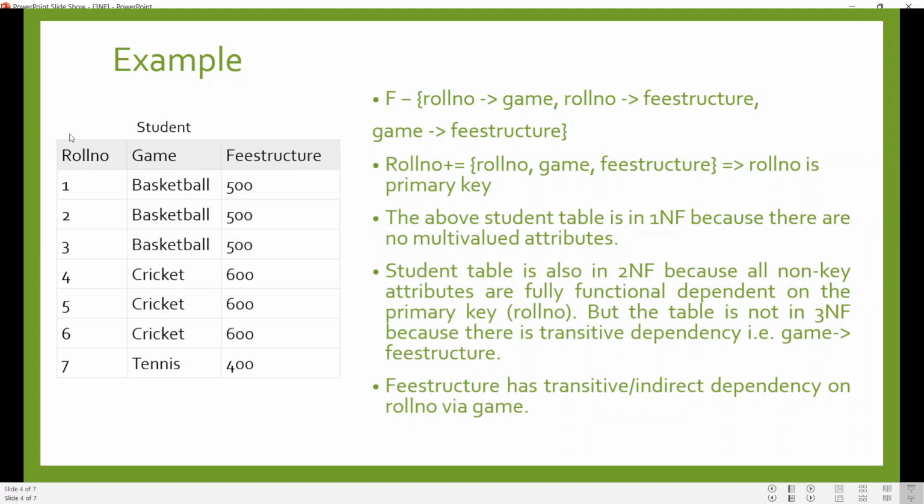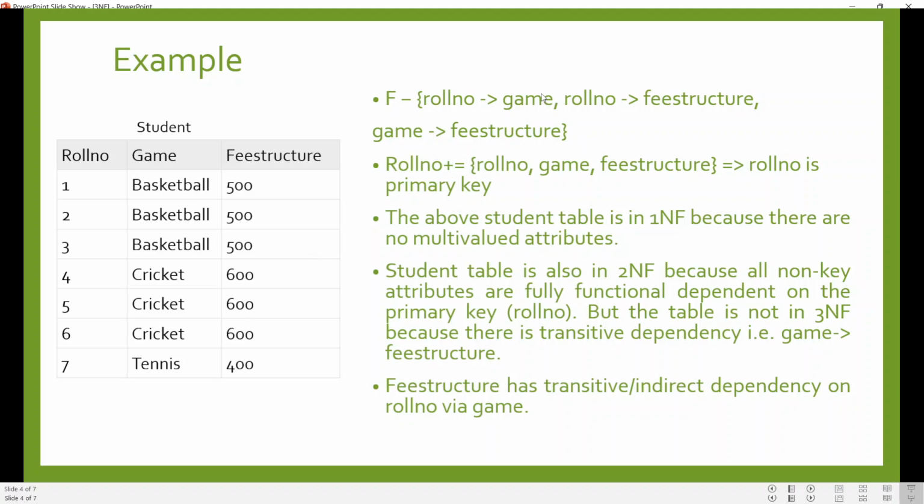What is our primary key? Primary key is roll number. So all non-primary key attributes are fully depending on the primary key. Hence this is in second normal form. But this relation is not in third normal form, because there is a transitive dependency.